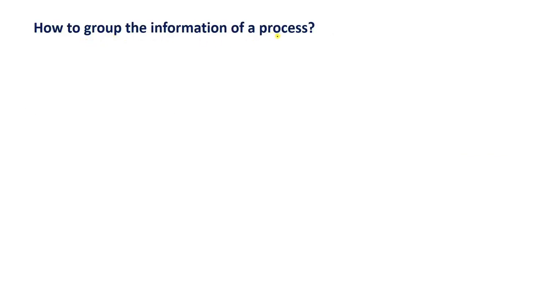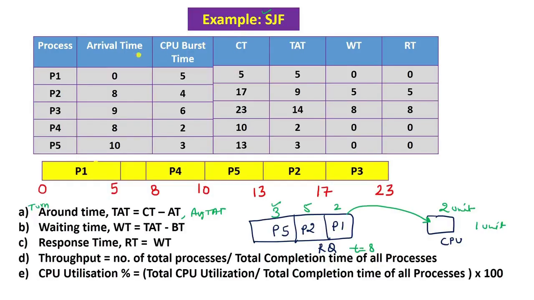That means a process has a lot of information. You can see a process has arrival time, CPU burst time, completion time, turnaround time and all. So there is a lot of information associated with each and every process. How can we store all this information for a particular process in a C program or any programming language?